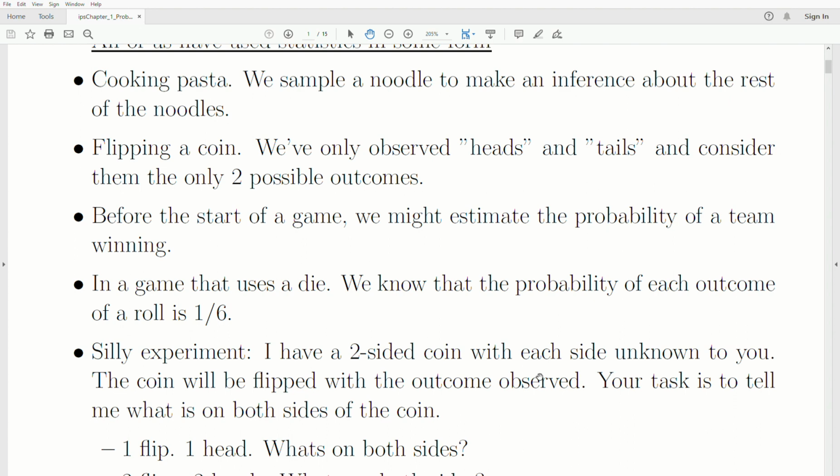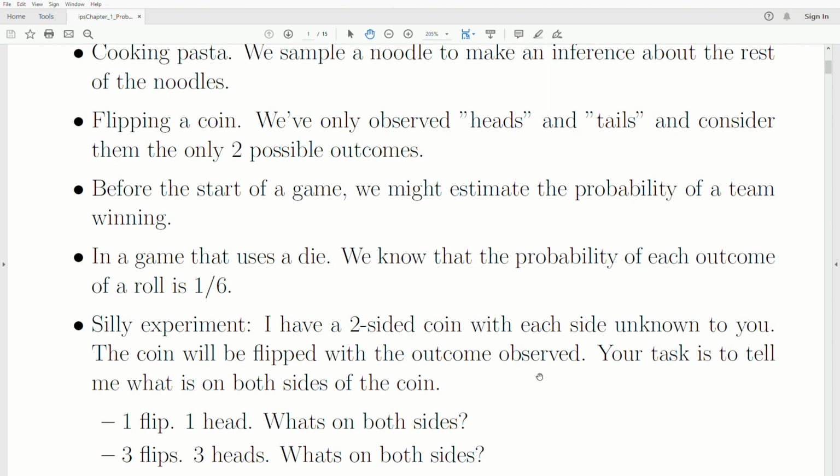And you might say, well, we need to start flipping it. I'm like, okay. So I flip it once and a head lands. And I ask you, what's on both sides of the coin? And most will go, well, we don't know. We've only seen one outcome. Let's flip it more times. So I flip it 3 times and there's 3 heads. What's on both sides? And you go like, well, that's probably not enough. If it's a fair coin, meaning has one head and one tails, the probability of observing 3 heads is still reasonable. It could happen. So right there, you're calculating a p-value.